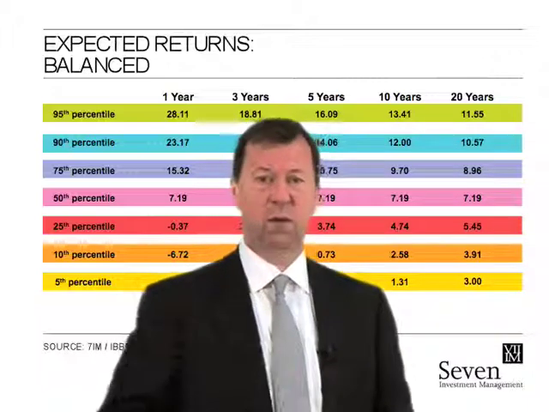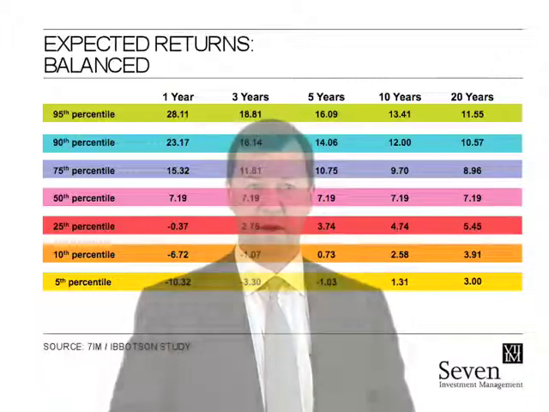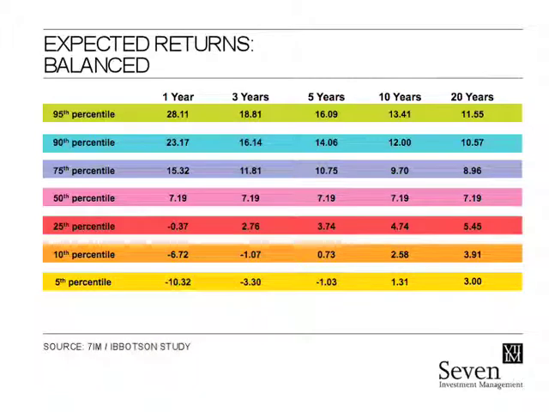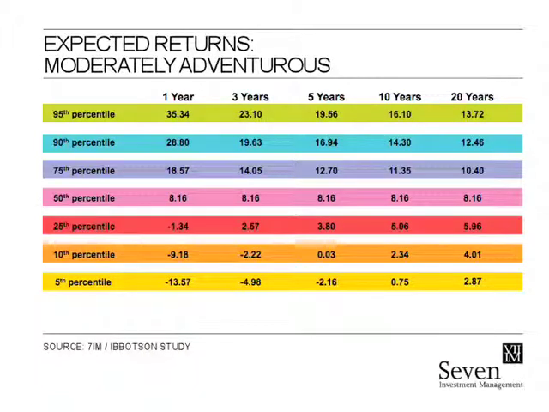And you can see what the probable outcomes would be there numerically for a balanced portfolio, and also here for a moderately adventurous portfolio. So you can see that the return has moved from 7.19 up to 8.16. However, you're taking on additional risk by looking for that additional return.